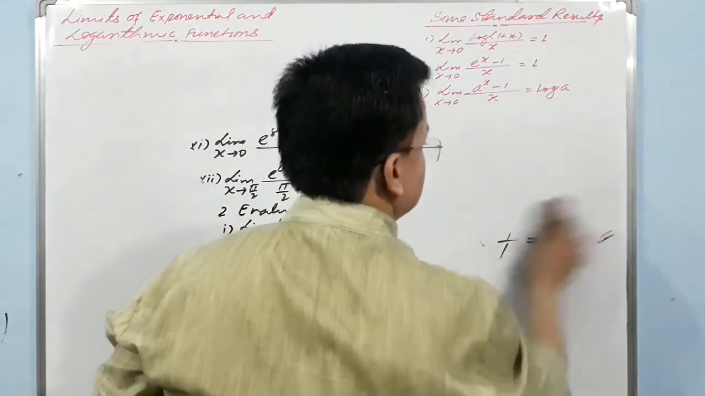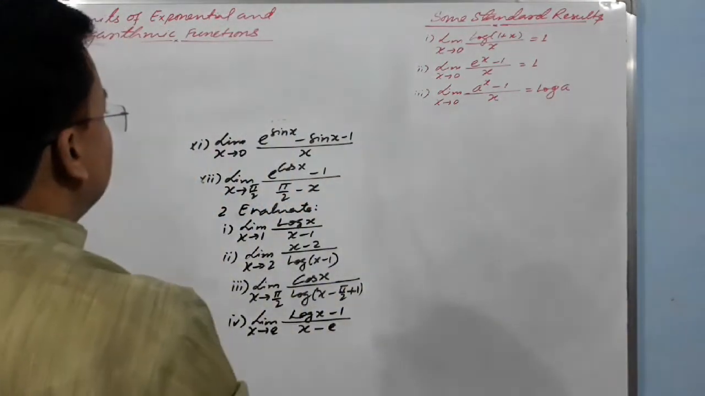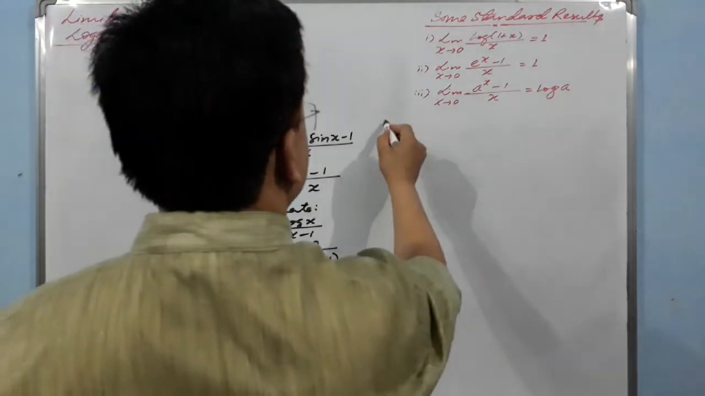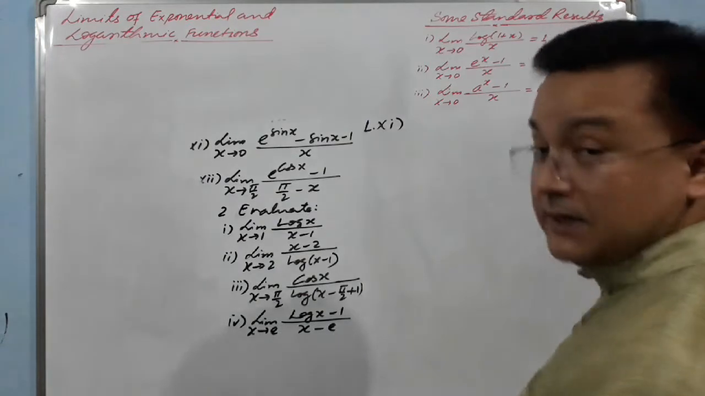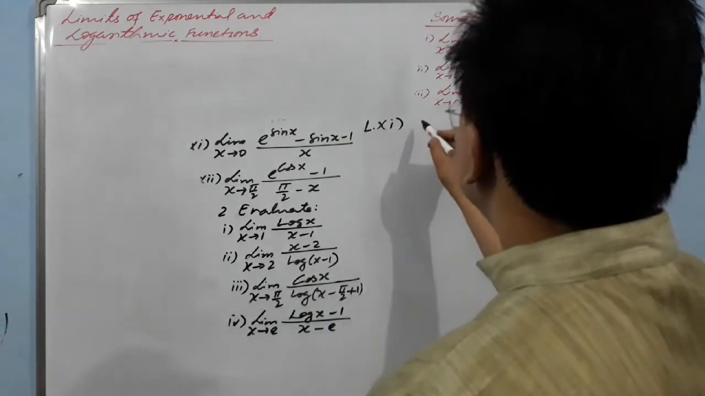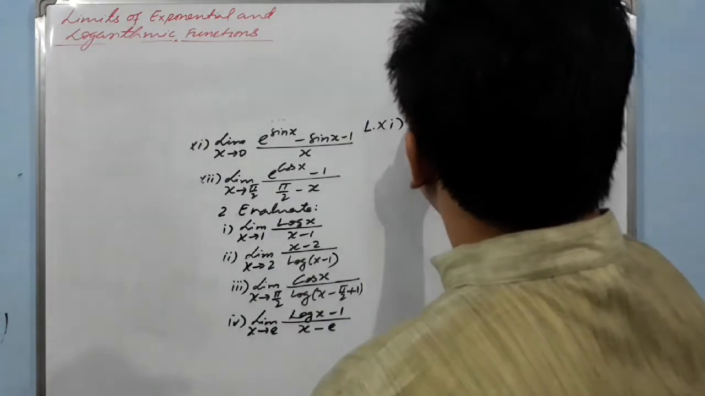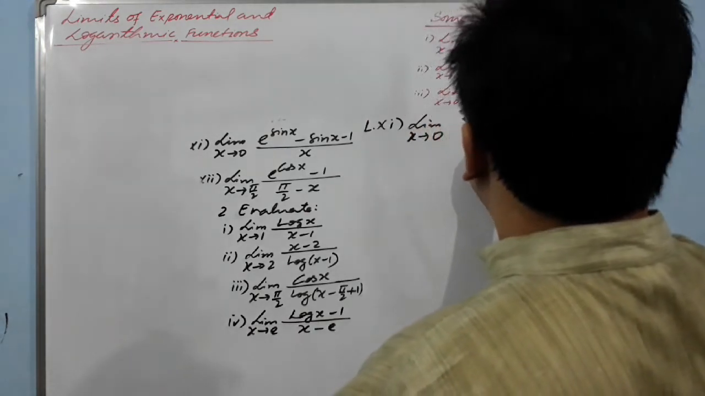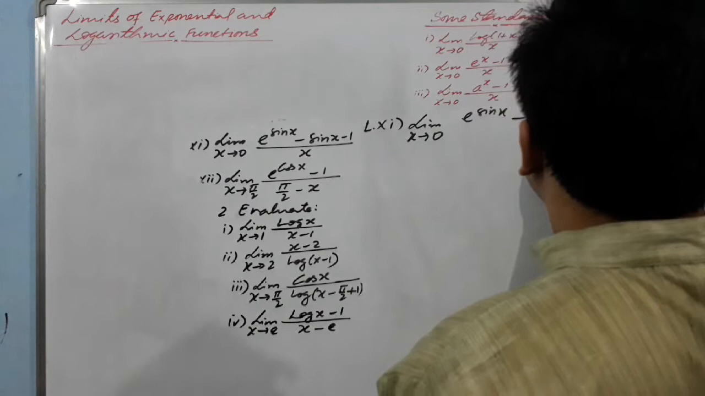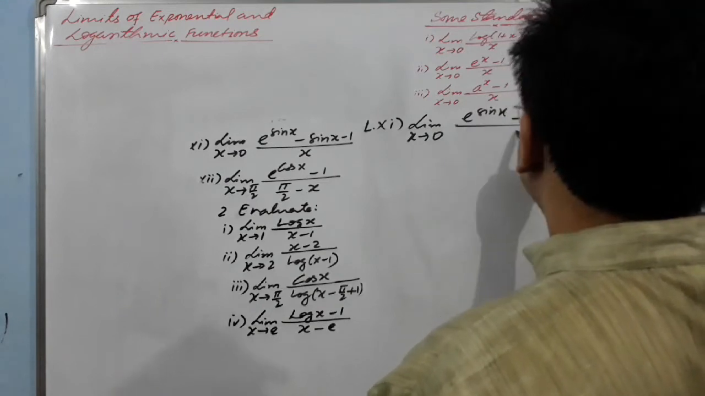Now, question number 111. So many questions I have taken from exponential functions. Limit as x tends to 0 of e raised to power sine x minus 1 over x.